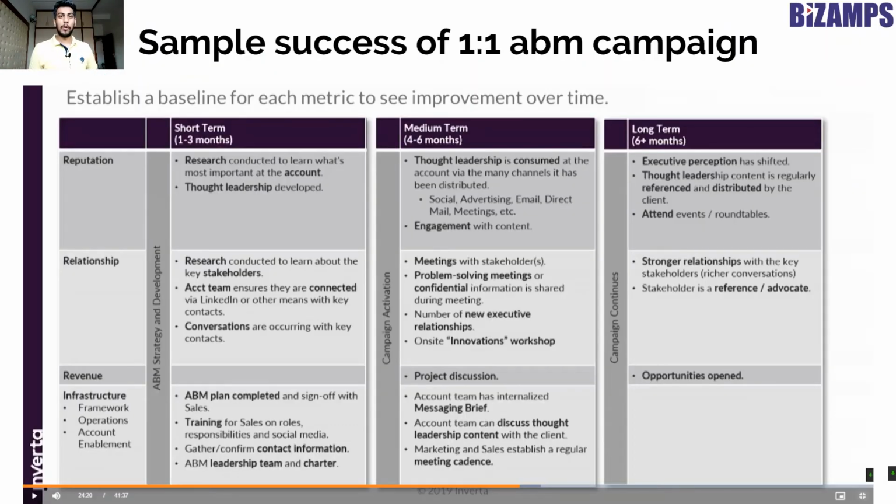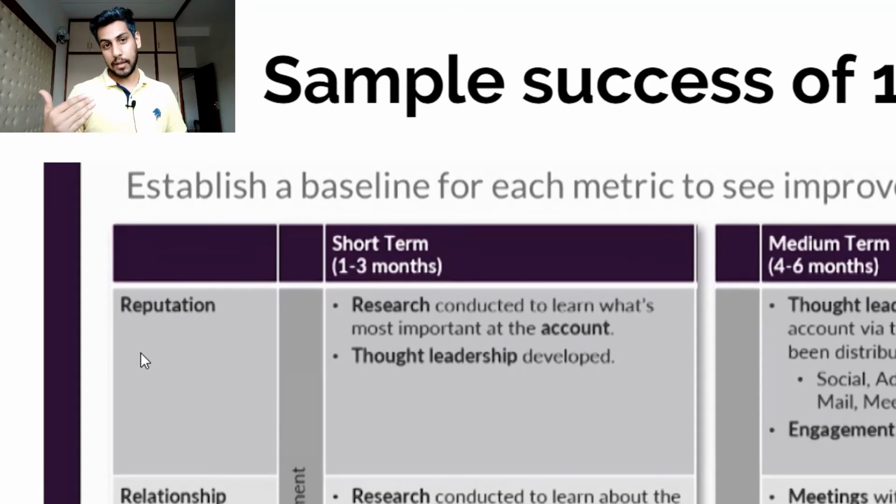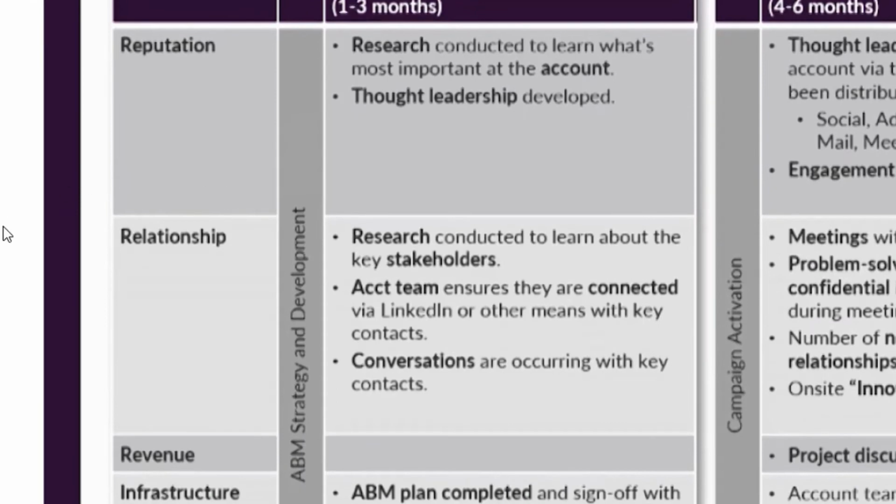This is an example of one account-based marketing campaign. Over here, look at the left. What they have done is they said that their success can be seen when the number of target accounts are less in 3 different ways. Number 1 is your reputation with the client, your target market. Second is the relationship with them. And third is, of course, the revenue.